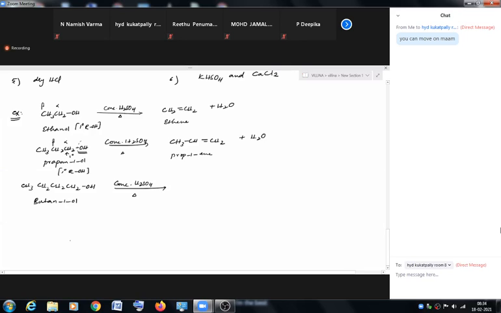What do we expect here? This is our alpha carbon and this is our beta carbon, right? The expected product will be CH3CH2, this is our beta carbon, between that CH=CH2. This is our expected product, that too in major amounts.